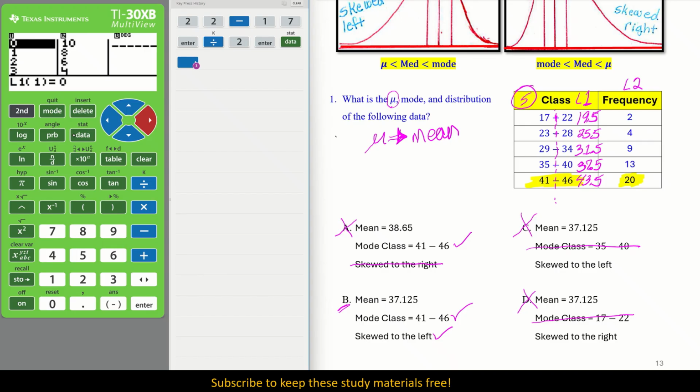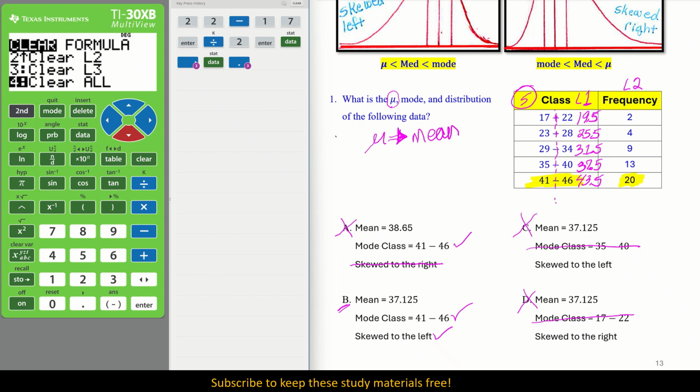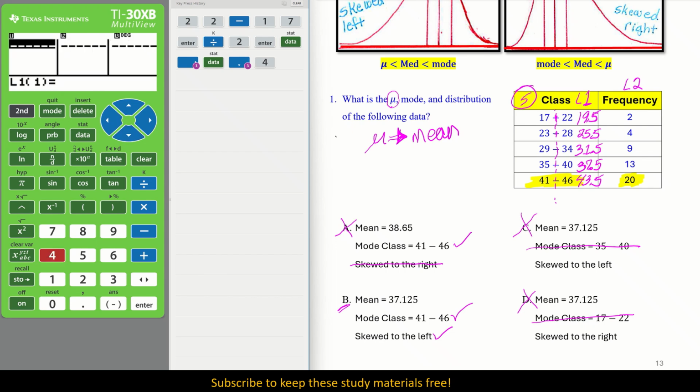All right, so now I want you to push the data button again. You can clear out your list, which is what I'm going to do. However, I want to clear them all out together. So I'm going to arrow down, and I have something called number 4, and the minute I pushed 4, it cleared them all out, okay? All right, now let's go ahead and start populating our L1 and L2.